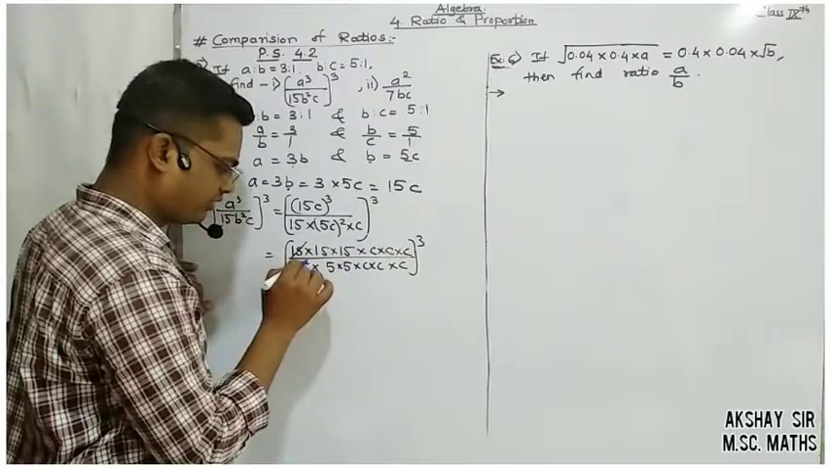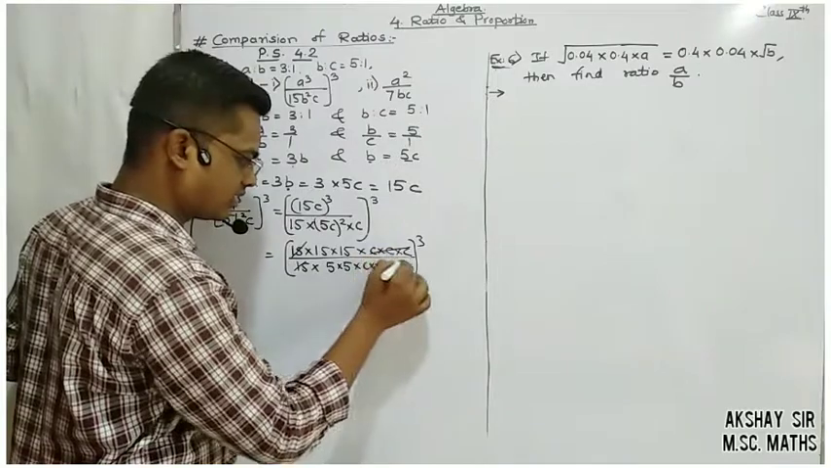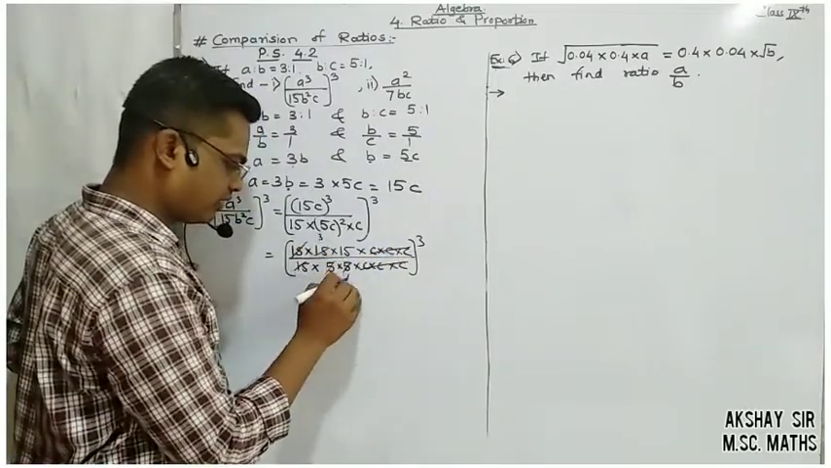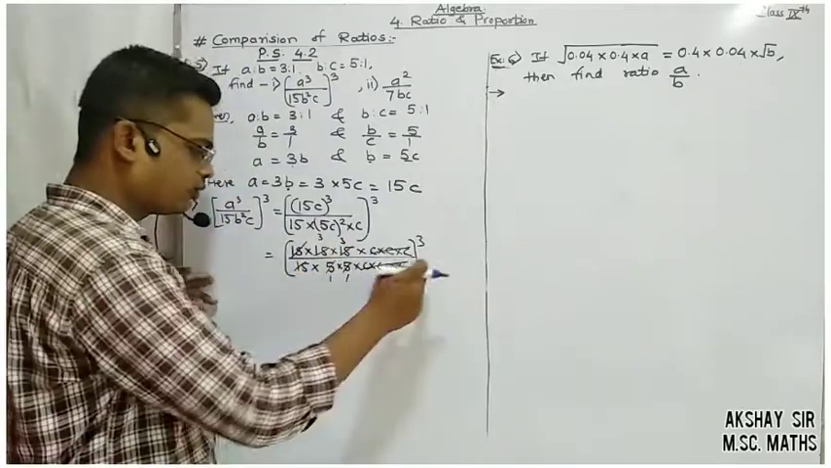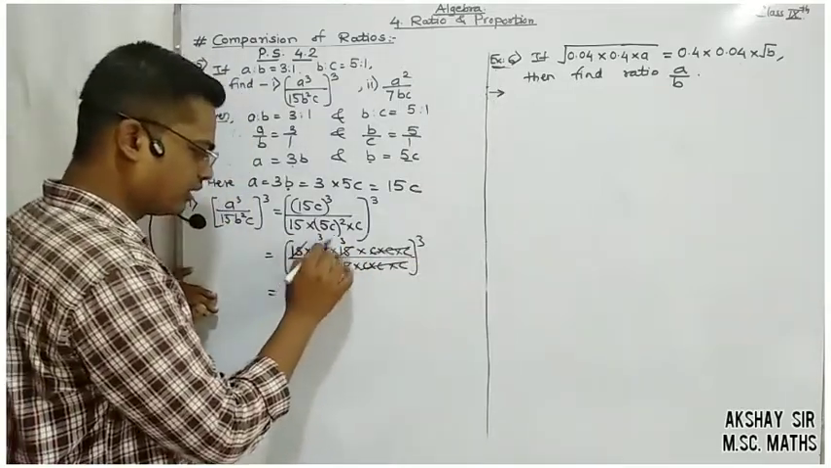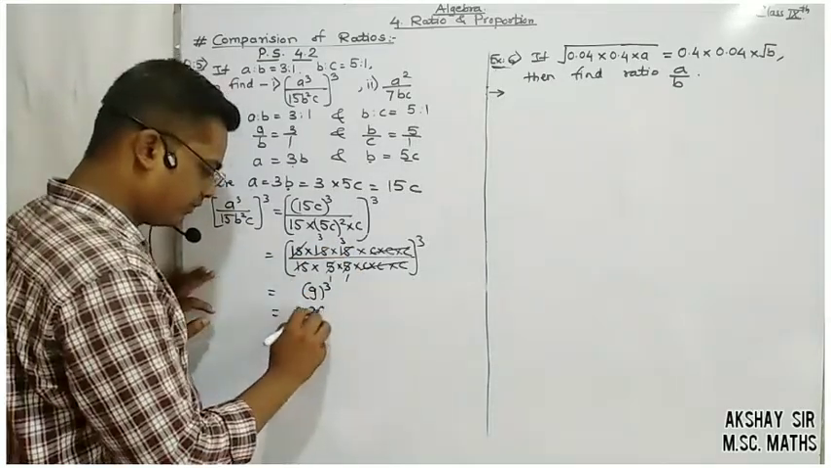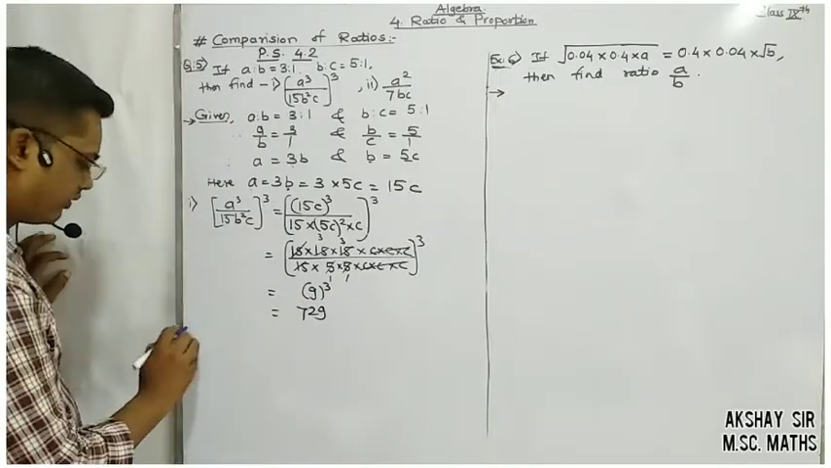So here you can see 15, 15 can get cancelled. Here c, triple c will get cancelled at once. Now here 5 ones are 5, 5 threes are 15, 5 ones are 5, 5 threes are 15. In this way the whole simplification is done, the denominator is completely gone, the numerator remains only 3 into 3, that is 9, and the cube of 9 is 729. That's it. So the value that came is 729.